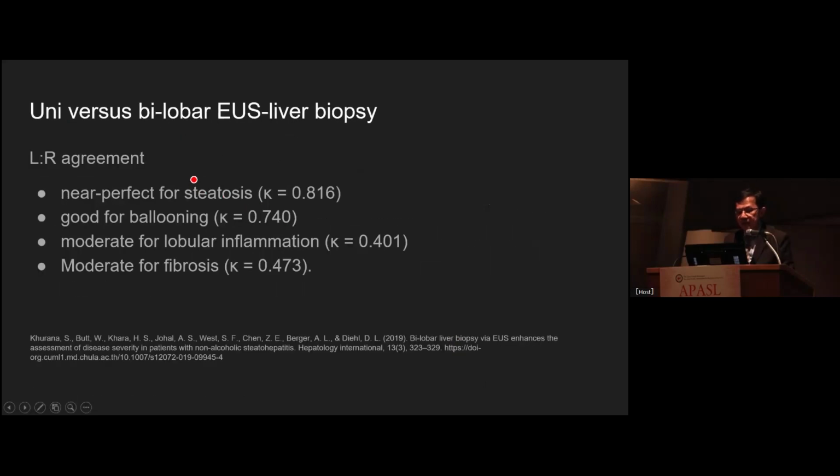And regarding unilobar versus bilobar EUS-guided liver biopsy, this is an advantage over the percutaneous approach, because we can do the biopsy from the left lobe and also the right lobe. The agreement between left and right looks okay: near perfect for steatosis, good for ballooning, however moderate for lobular inflammation and moderate for fibrosis. But we have the chance to sample both lobes of the liver.